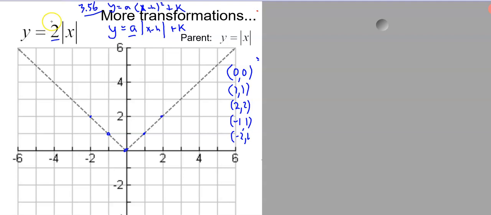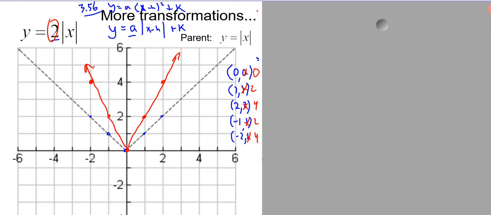Okay, so when the a value is something other than 1, I multiply the y values by that number, by a. So this is going to be, well, it's still 0. That's going to be 2 now. That's 4. That's 2. And that's 4. So I'm going to plot those points. So it's going to be 0, 0. Well, that stayed in the same spot. 1, 2. 2, 4. Negative 1, 2. And negative 2, 4. So it's still a v, but you can probably see this is a very skinny v.